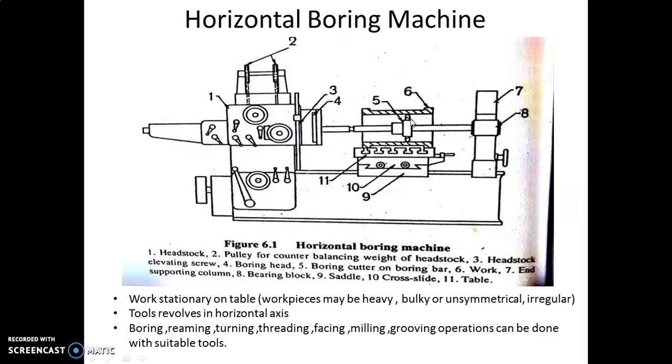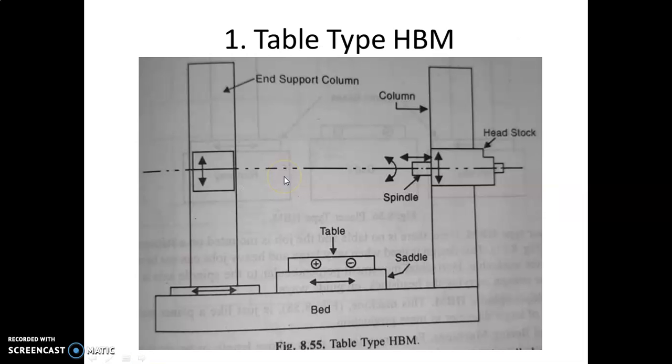The workpiece is kept stationary. Generally these workpieces are heavy, bulky, unsymmetrical or irregular. The tool revolves about a horizontal axis, and processes like boring, reaming, turning, threading, facing, milling and grooving can be done with suitable tools here.